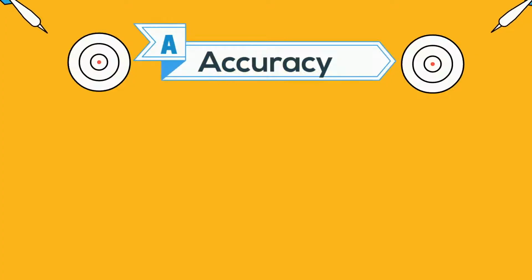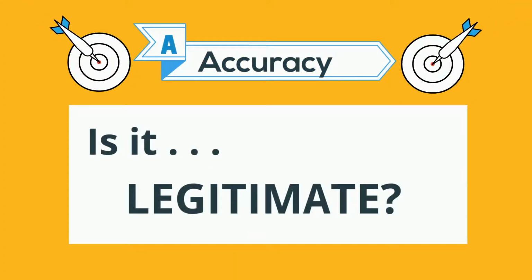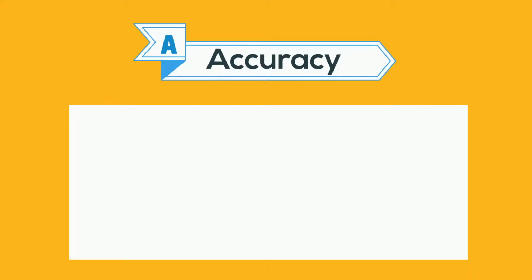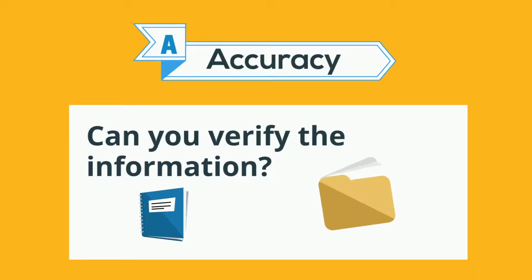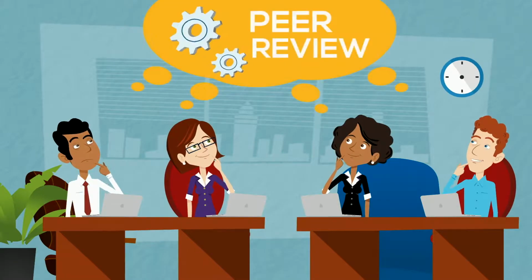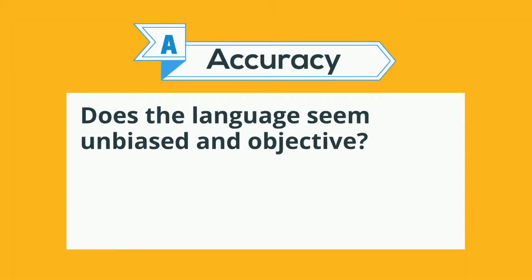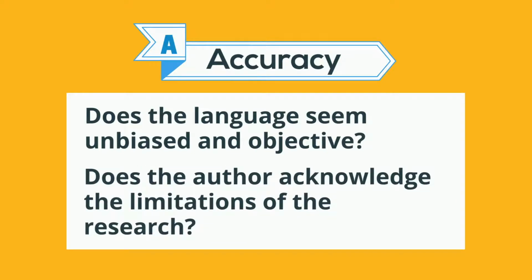The next A is accuracy. This is where you work out if the information in the resource is in fact legitimate. Questions to think about around accuracy. Can you verify the information by checking at least 2 other sources? Is there any evidence of peer review? Does the language seem unbiased and objective? Does the author acknowledge the limitations of their research?